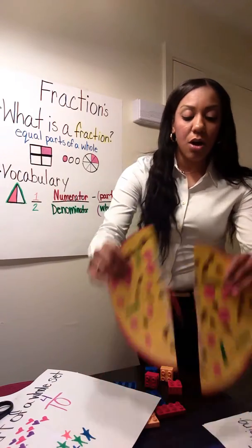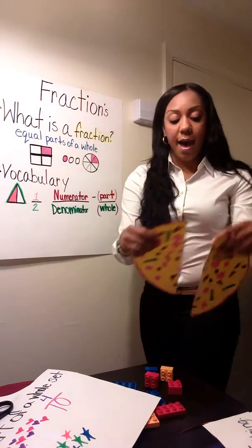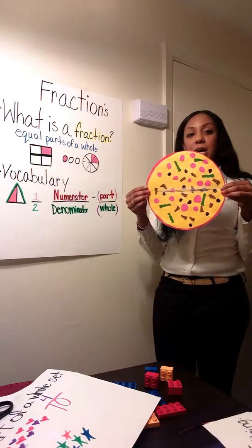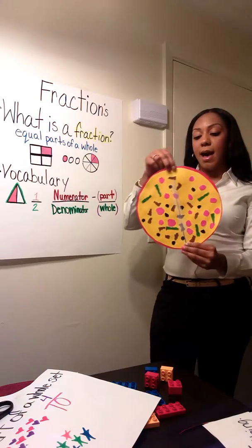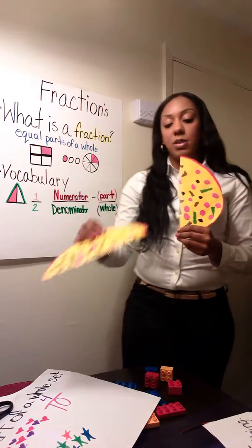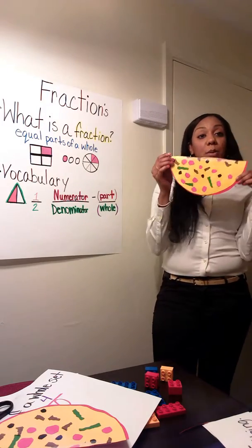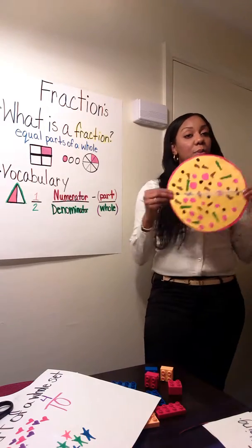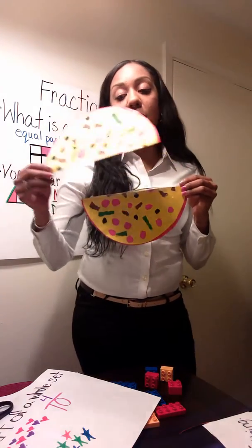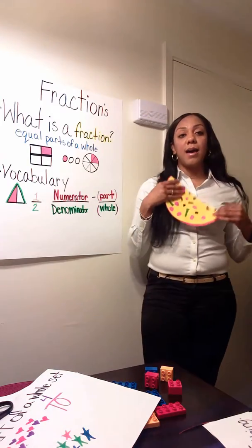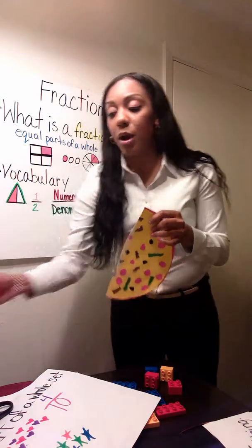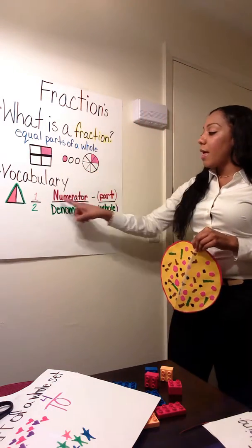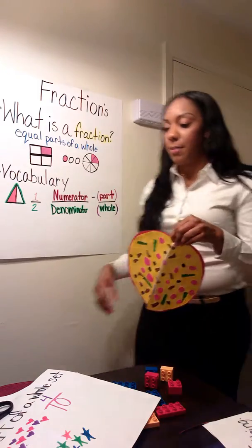Let's explain that. So, the whole. I have a whole pizza, and I cut it in half. So I had a whole pizza, but I cut it into equal parts to share with Tommy, and now Tommy has a part and I have a part. So the whole number will be at the bottom and the part is at the top.